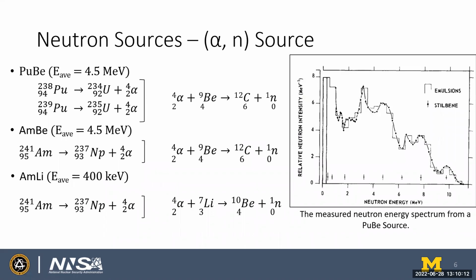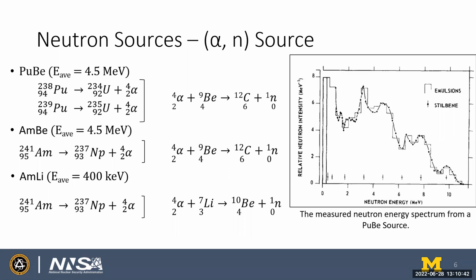There are other alpha-n sources as well, like AmBe and AmLi. So beryllium is that alpha absorber and neutron emitter, and plutonium is that alpha emitter. There is also americium for the alpha emitter, and then you still have beryllium as the alpha absorber. So it's the same average energy, but we get a different alpha decay, americium-241 to neptunium-237.